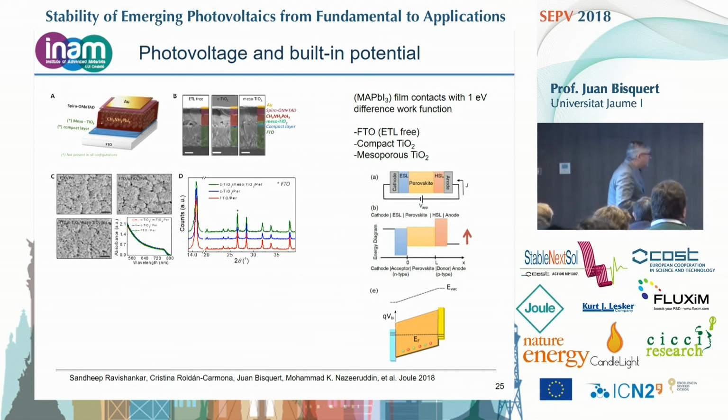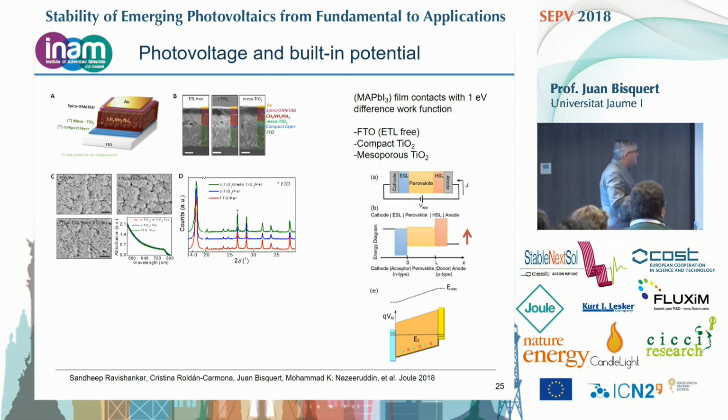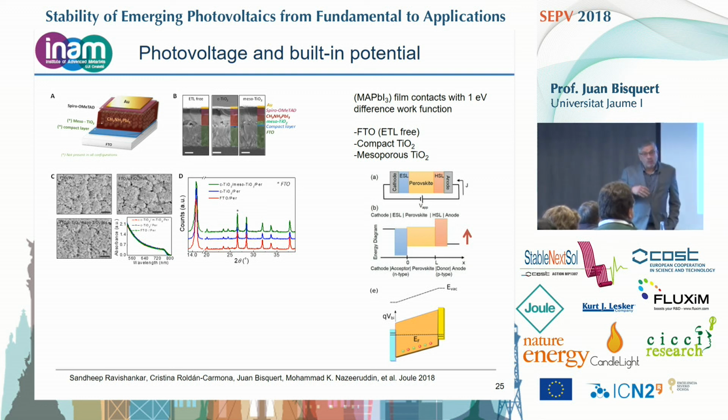I will end with some new results. The material study was done by Cristina Roldan in the lab of Nasseruddin, and they are using 3 different contacts: without electron transport layer, with compact TiO2, and the mesoporous, and these have a very big work function difference. It's like 1 volt, okay?